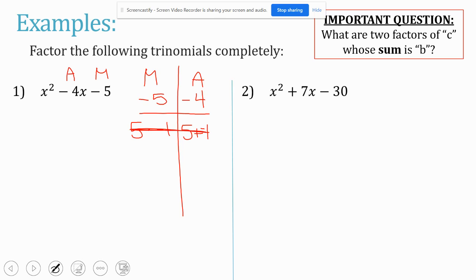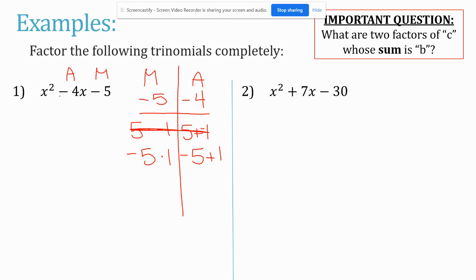So I'm going to cross this out. And instead of having a positive 5, negative 1, let's do a negative 5, positive 1. Negative 5 plus 1. So it works over here. Negative 5 times 1 is negative 5. And then negative 5 plus 1 is negative 4. Because remember, we subtract, keep the sign of the larger.